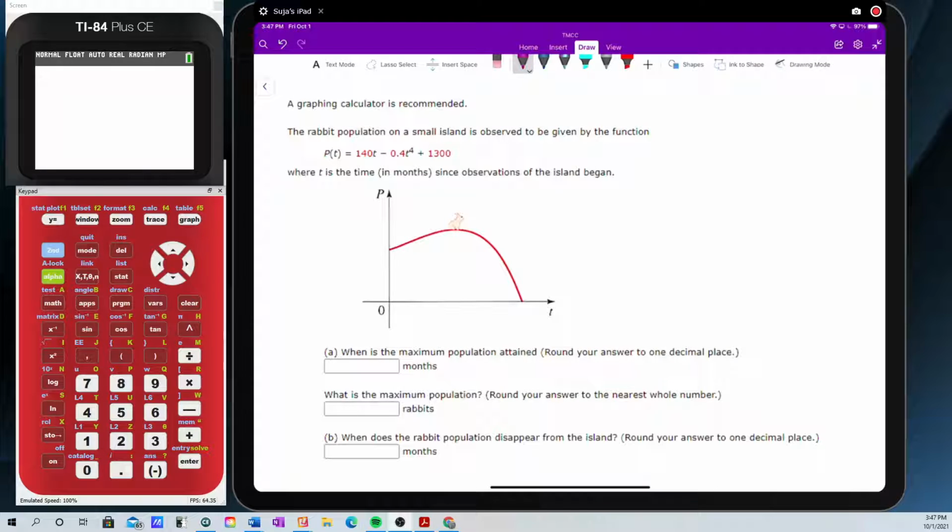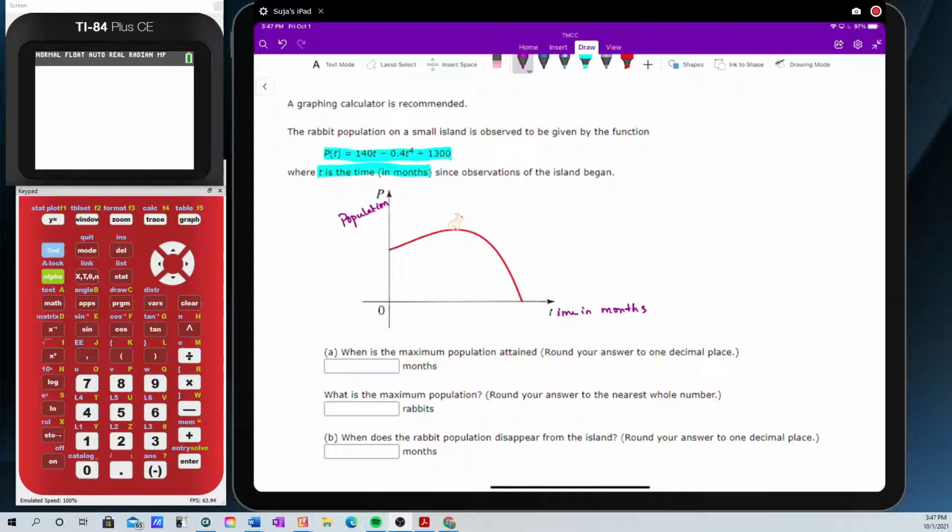Here in this problem, you are given the function and it's a population function. The important thing is this graph that you're seeing down here, where t is the time in months. Along the x-axis, I see the time in months, and along the y-axis I'm seeing the population as the time progresses.